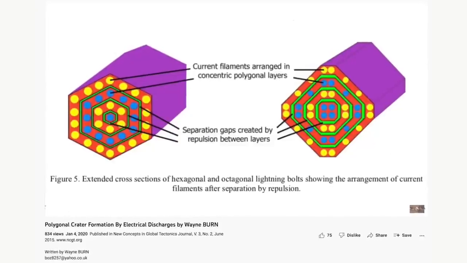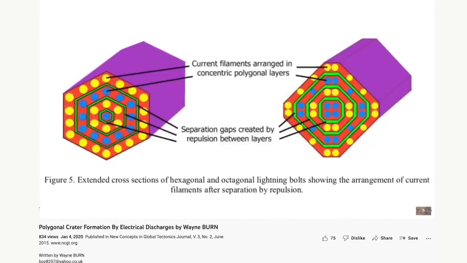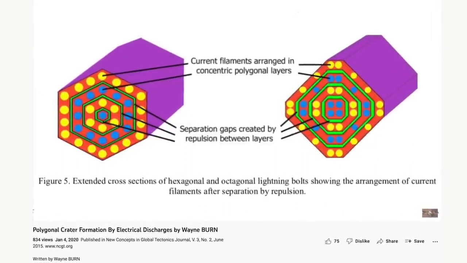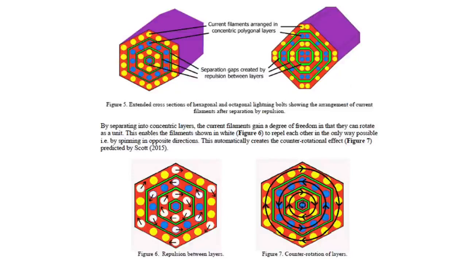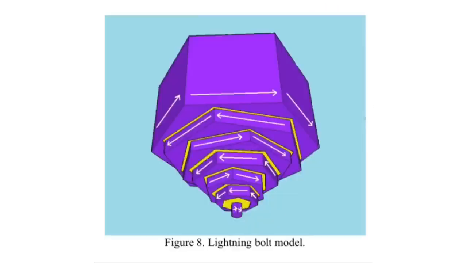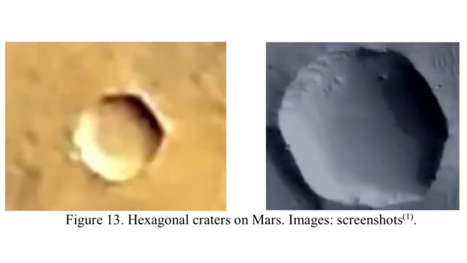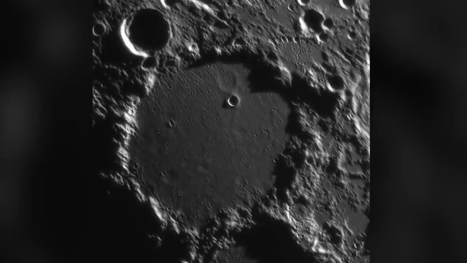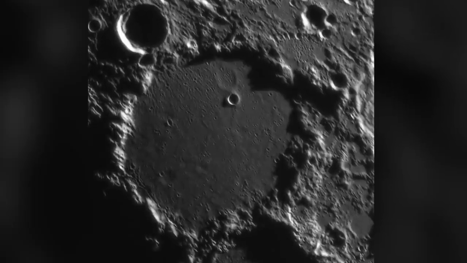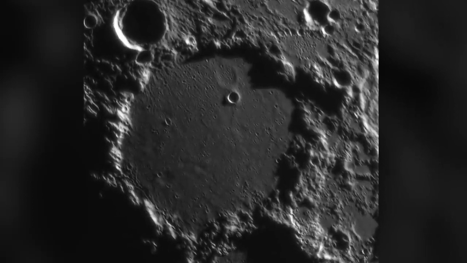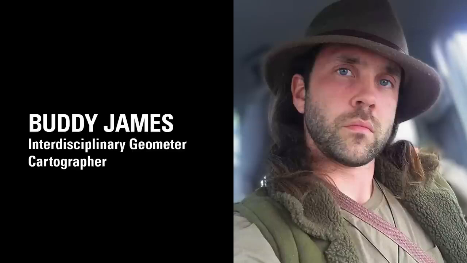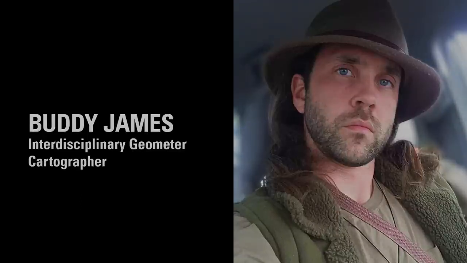In a paper written by Wayne Byrne, titled Polygonal Crater Formation by Electrical Discharges, he shows that charge flows through lightning in hexagonal tubes, or sheaths, each layer in counter-rotation. This is similar to all the other flows that we've talked about thus far. Evidence of this geometry of polygonal cratering can be found all over the planets, including the moon. This process is also known as electrical scarification. Further proof of this geometrical process of charge and charge separation can be found in Theodoretian roots.